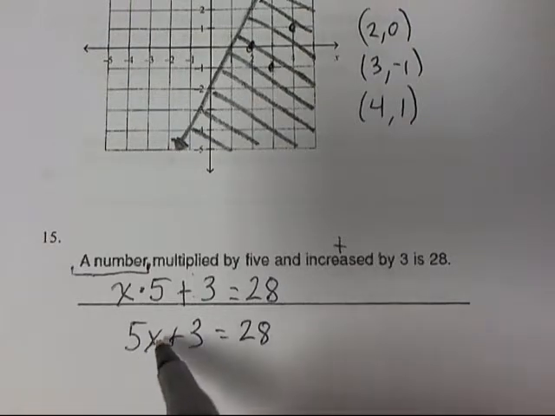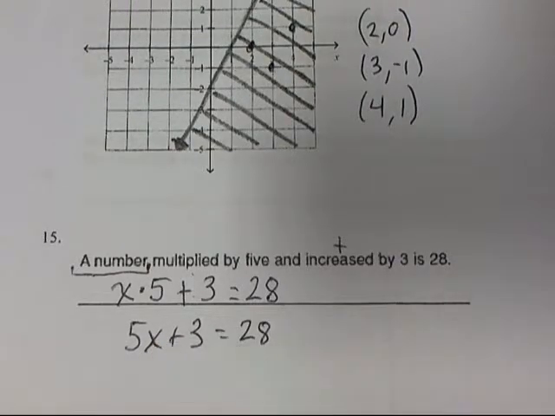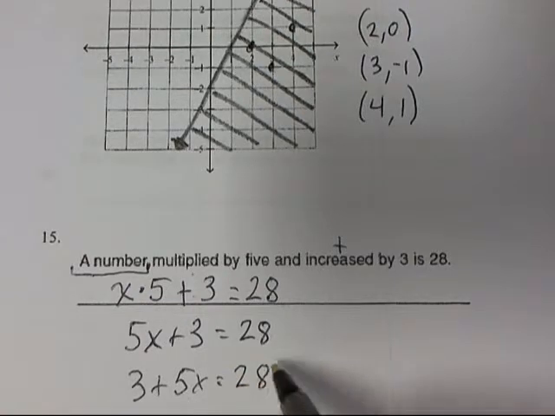And multiplication and addition have the commutative property, so I could rewrite this as 3 plus 5 times x equals 28 and get the same answer. So either one of those would be correct, and there's more ways that you can write that as well, but we'll just talk about those three.